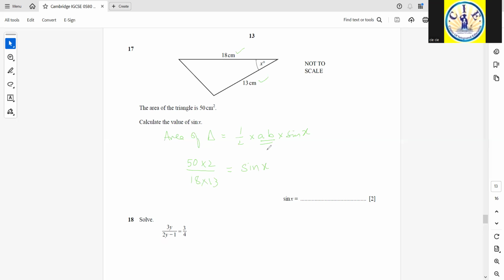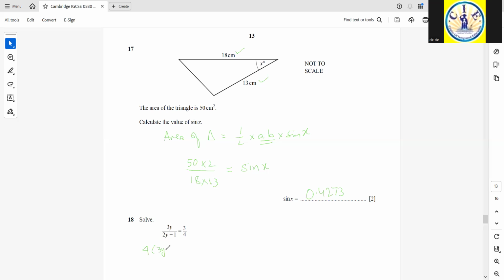Using our calculator, we get the answer to be 0.4273. That could be its answer. Okay, now for question number 18, solve. So we need to cross multiply them.